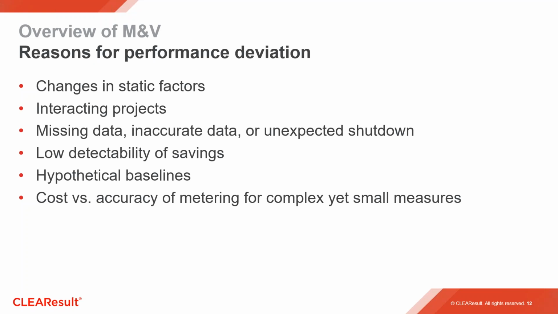Low detectability of savings due to a very high uncertainty in savings, which could be a result of the savings being a very small percentage of the baseline energy. Hypothetical baselines in cases of new construction, high performance new construction projects. And lastly, cost versus accuracy of metering for complex yet small projects.